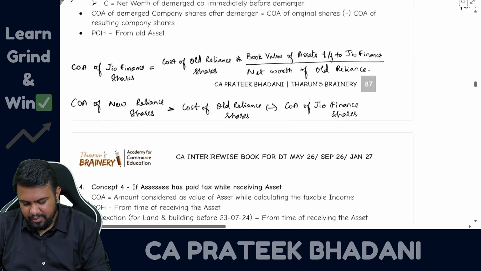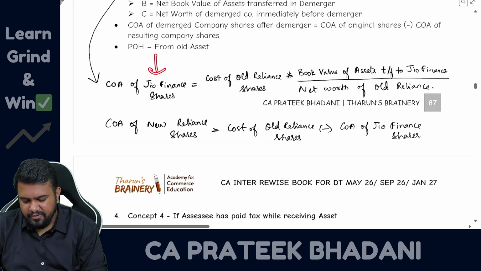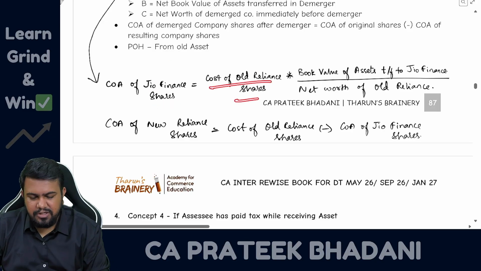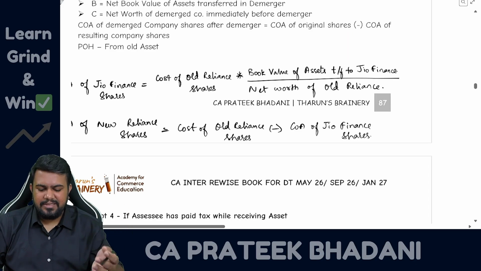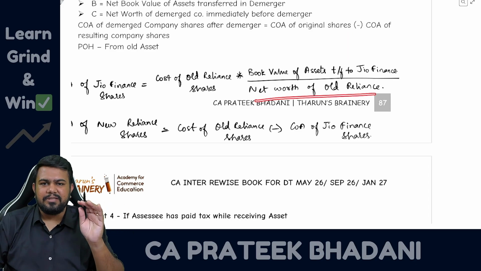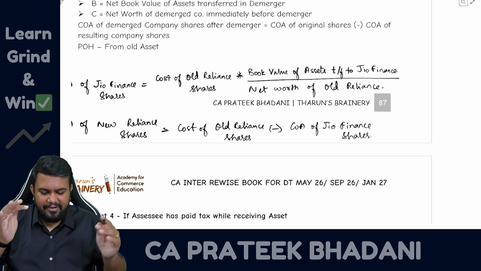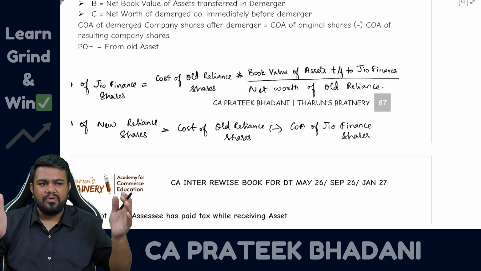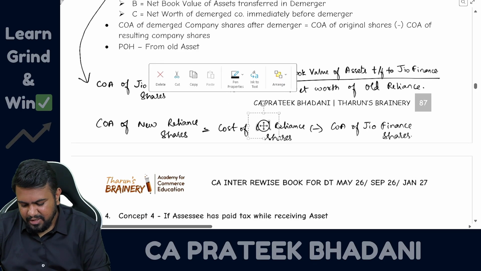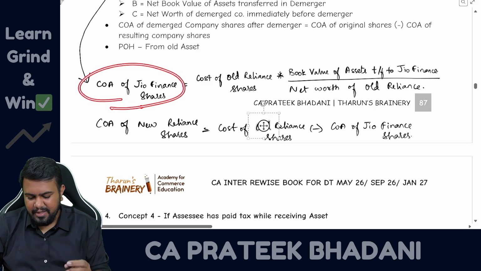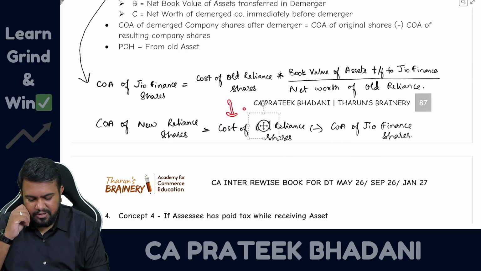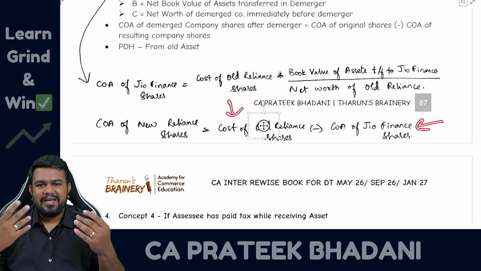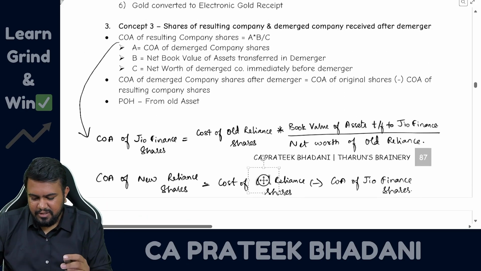So let me give you the formula. See here, cost of acquisition of Jio Finance shares is equal to cost of the Old Reliance multiplied by book value of the asset transferred to Jio Finance divided by net worth of Old Reliance. So Jio Finance value divided by Old Reliance value, that is the full company value. With that you are able to find out the cost of Jio Finance shares. You get my point? Then what about New Reliance shares? Very simple: cost of Old Reliance minus cost of Jio Finance is equal to cost of New Reliance. So this only I have given here.